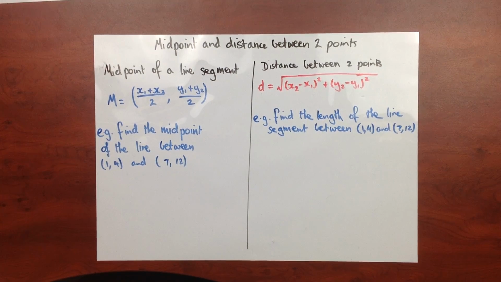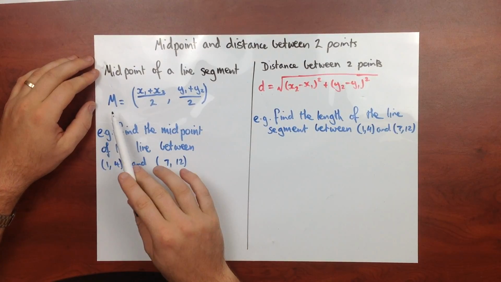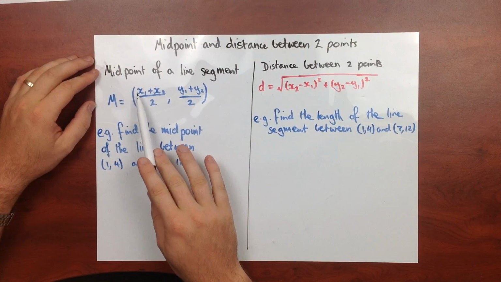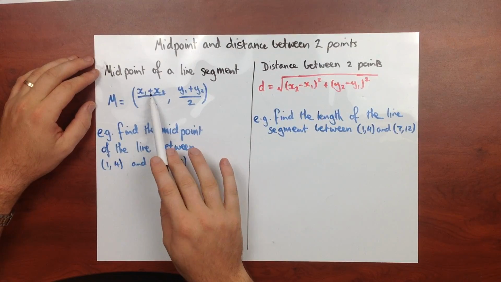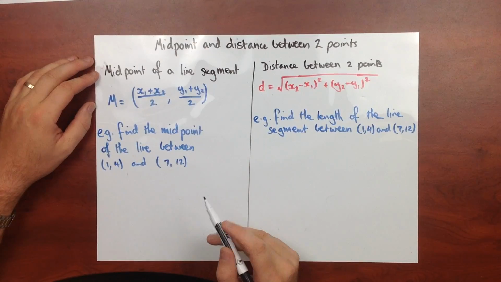Hey, in this tutorial we're going to have a look at the midpoint and distance between 2 points. We've got a couple of nice little rules for this, so it actually goes pretty straightforward. Our midpoint of a line segment is given by m equals the point x1 plus x2 divided by 2, y1 plus y2 divided by 2.